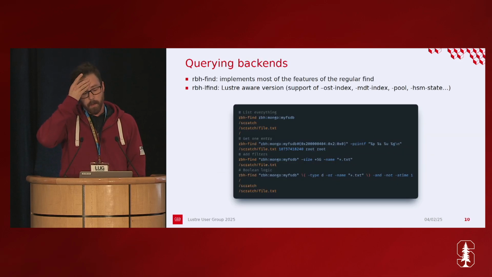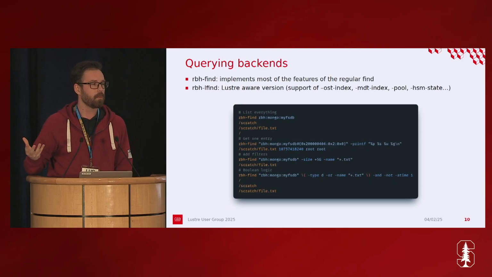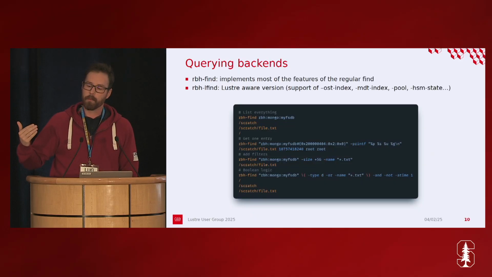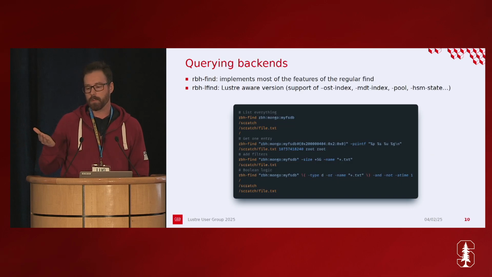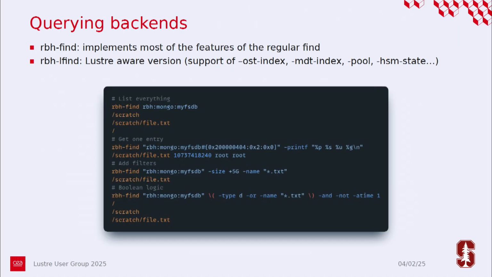Then we have rbh-find, which lets you query the database backends. rbh-find only works on database backends, because if you want to use it on the file system backend, you already have tools available like the regular find or even lfs find on Lustre. So contrary to Robinhood 3, in Robinhood 4, rbh-find is much closer to the implementation of the regular find. So we support a lot of the specific syntax that you can see on the last example. And again, as I've shown earlier, you can specify a single FS entry.